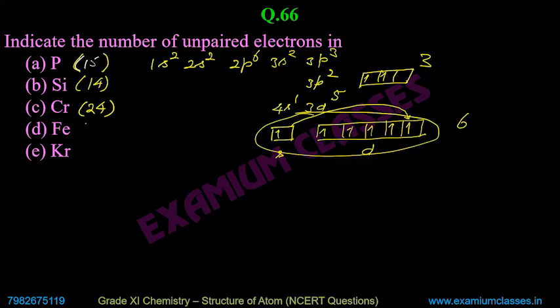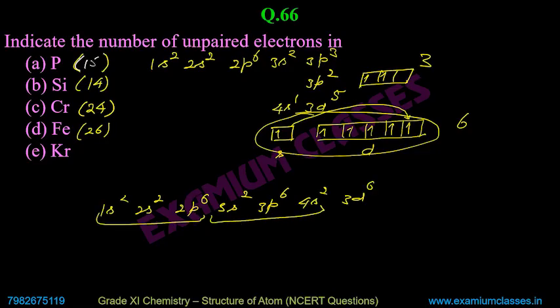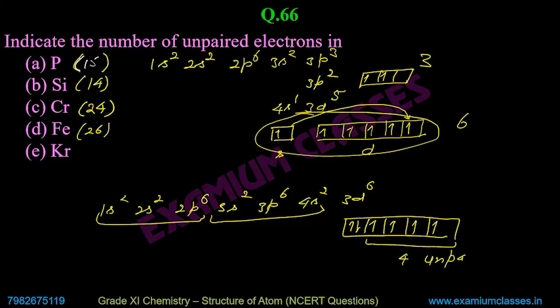Next, iron. Iron's atomic number is 26. So 26 will be 1s2, 2s2, 2p6, 3s2, 3p6, 4s2, and then 3d6. Sir, there would be 4 unpaired electrons. Okay, 26. So here in d you have 6. So 5 electrons will be filled 1, 1, 1, 1, 1, and after that pairing will start. So there will be only these 4 electrons which are unpaired.